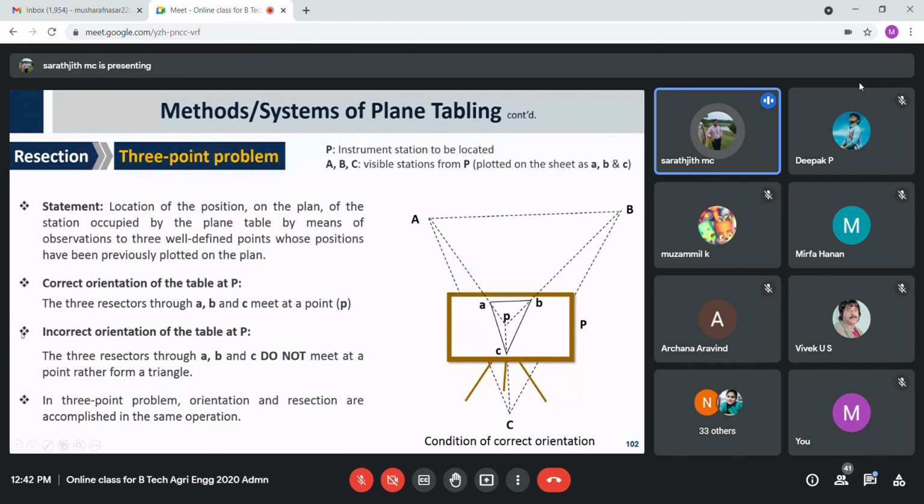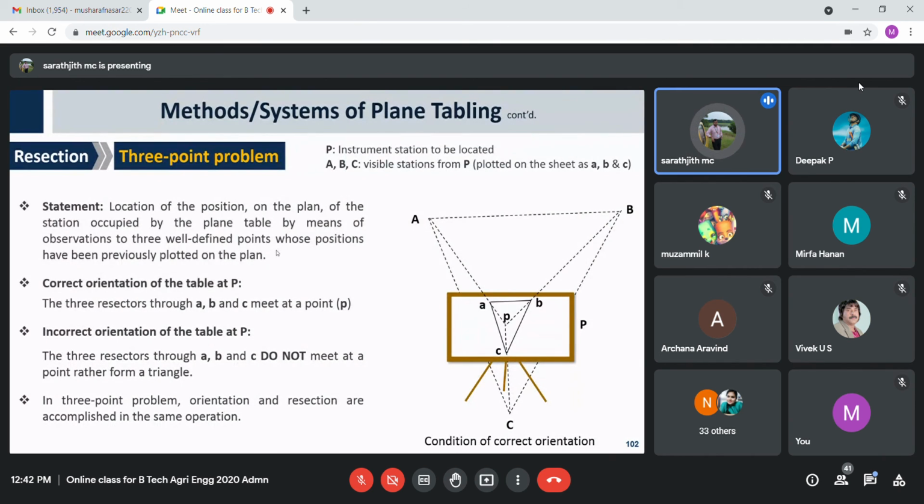So it is the location of the position on the plan of the station observed with the plane table by means of observations to three well-defined points. You have three known points, and with that you are going to plot and identify the point of your unknown station. If the orientation is correct, all three rays will intersect at the station point which we want to locate. Otherwise, they form a triangle.